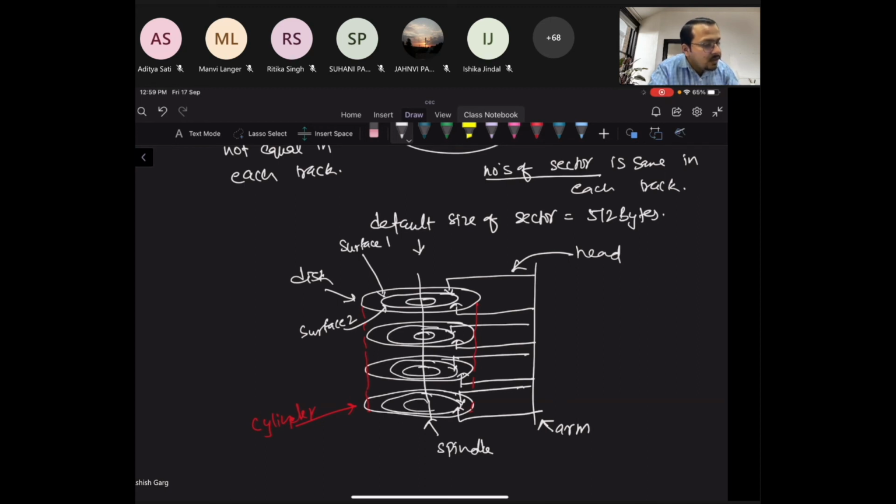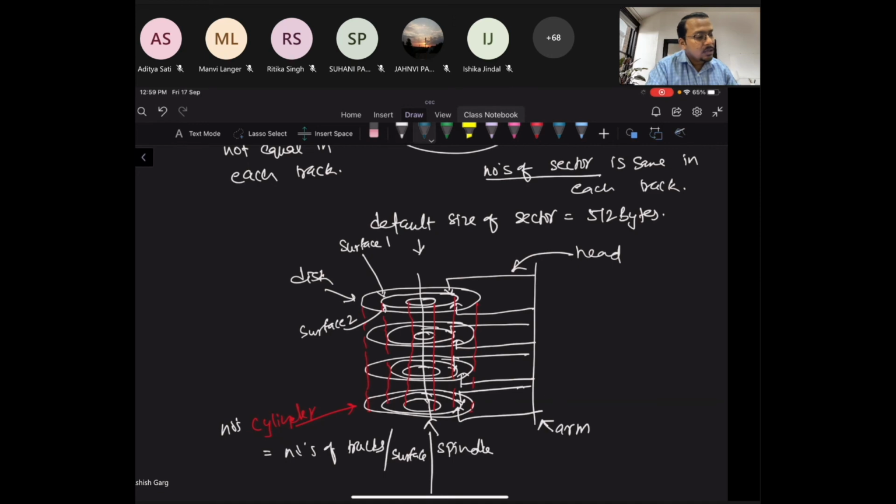Okay, we can have multiple tracks. So this will form another cylinder, this will form another cylinder. Okay, so the number of cylinders is equal to the number of tracks per surface. So this is our magnetic disc.